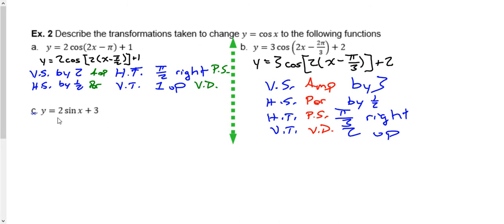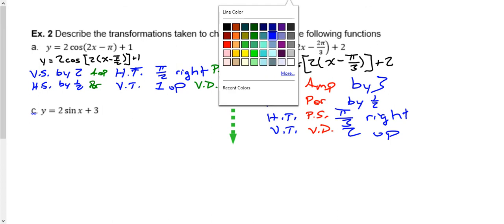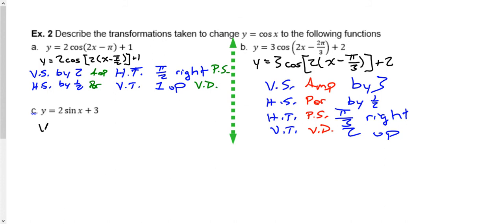Last but not least, here we go. We have 2 sine x plus 3. Again, this is not in cosine, so first things first, we have to switch this over into cosine. A little tricky on this one, but here's the change up. y equals 2 cos, and if you're starting at cos, that means you have a phase shift ultimately. So that's going to be x minus 90, or you can use degrees or radians. We've done radians, so I'm just going to switch it over to degrees here. x minus 90, which is pi over 2 by the way, plus 3.